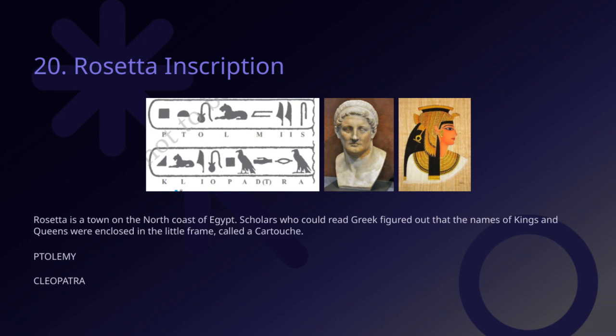This part of the story ties into the larger theme of how language and symbols helped unlock Egypt's history. The Rosetta Stone, with its inscriptions in multiple scripts, was essential in translating hieroglyphs and understanding the legacy of figures like Cleopatra and Ptolemy.